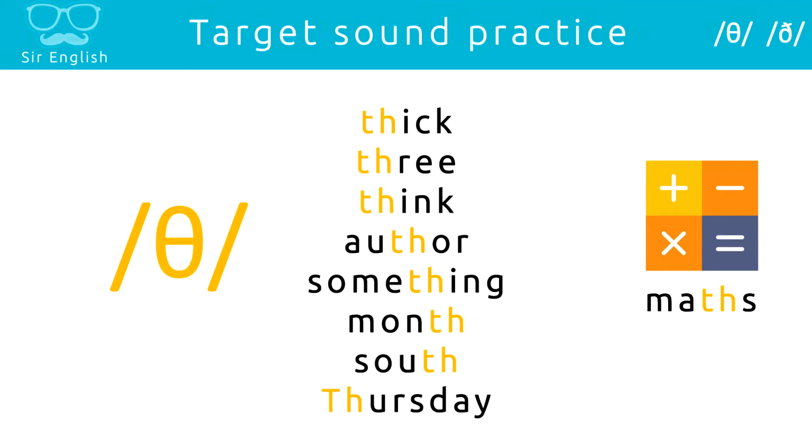So let's look at the first target sound practice list. So notice the symbol on the left. This is the symbol for the unvoiced sound. And also notice the spelling. It's always TH. So that makes it quite easy in a sense. So listen to the words and repeat after me. Remember, this is the unvoiced sound.